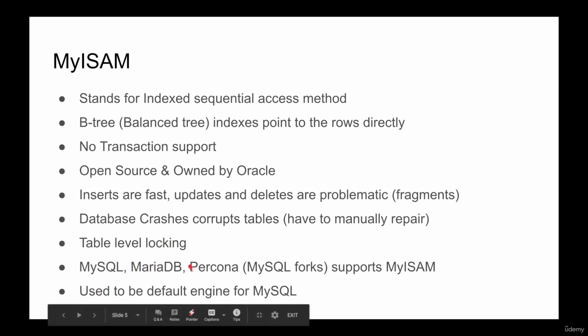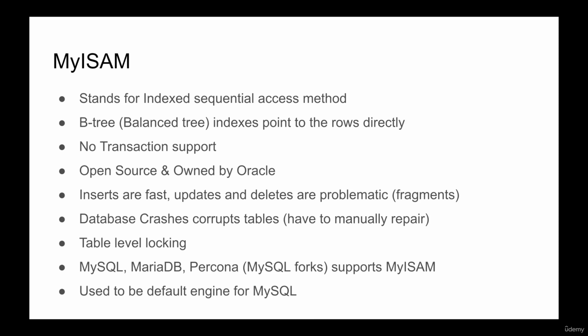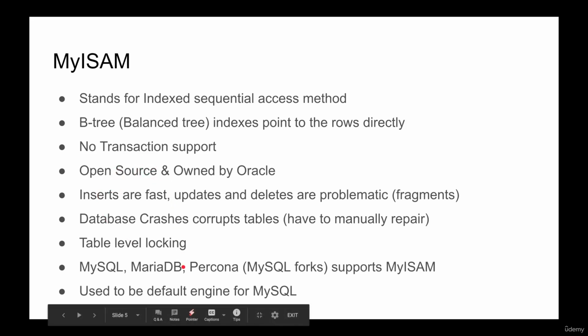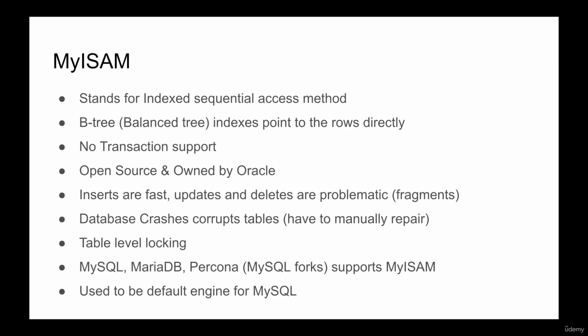MySQL, MariaDB, Percona, all of these are MySQL forks, well, MySQL itself is not a fork, but they all support MyISAM. It used to be the default engine for MySQL until I believe version 5.5, where they said, you know what, this is a mess. Let's support transactions, row level locking, foreign keys, all that beautiful stuff. We cannot just keep building all this functionality into the database itself, so let's push it down to the storage layer as a database engine, so people can use it to build their own databases.